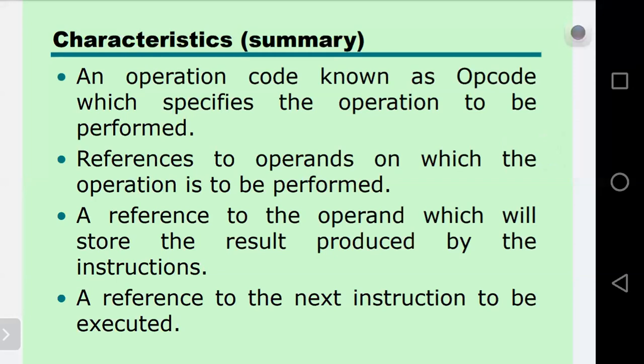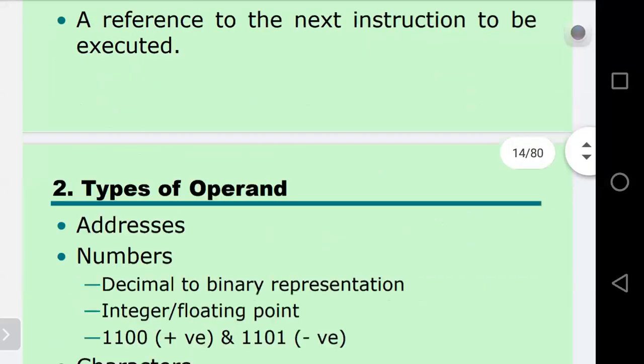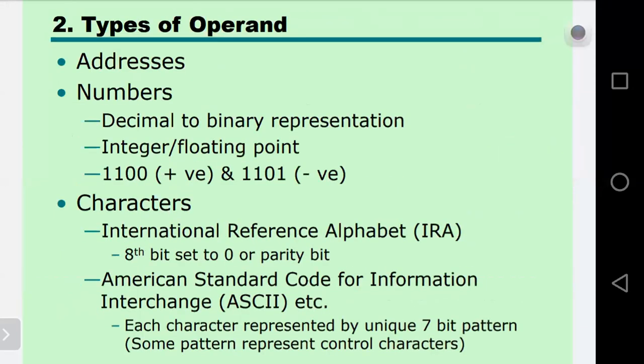And finally, we got the characteristics: first, the operation code, known as opcode. Second is the operand, the references to the operand on which the operation is to be performed. Like add A, B: A and B are operands and add is the opcode. And a reference to the operand which will store the result produced by the instruction. Suppose A is equal to A plus B, so A is storing the result. And a reference to the next instruction to be executed. So after the execution of the first instruction, it will execute another instruction.